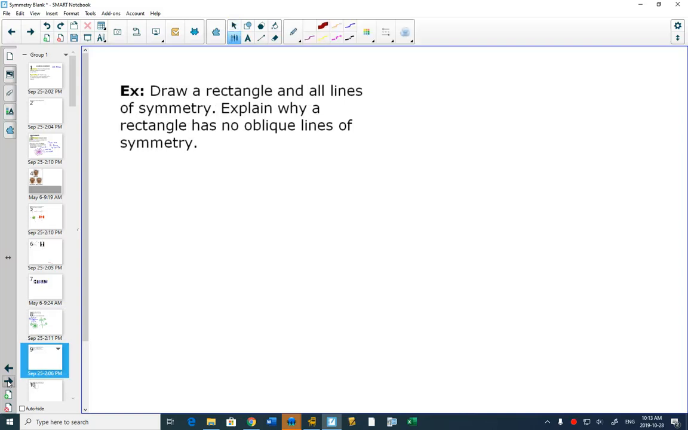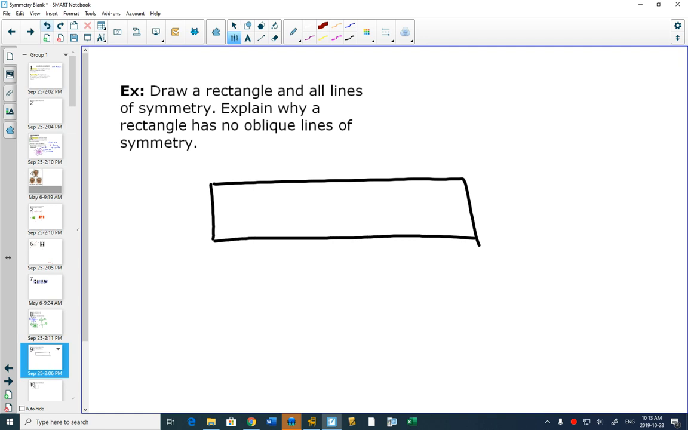Draw a rectangle. I want to draw that. How many lines of symmetry does a rectangle have?